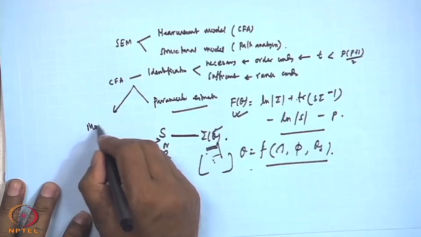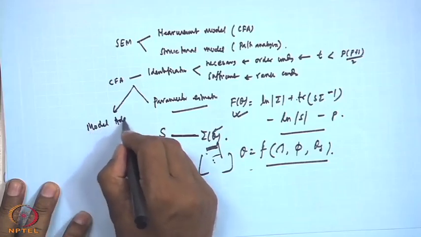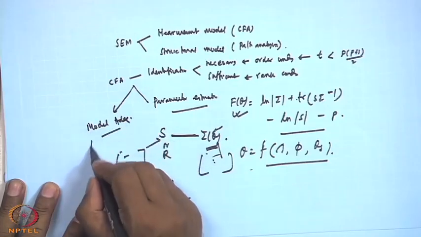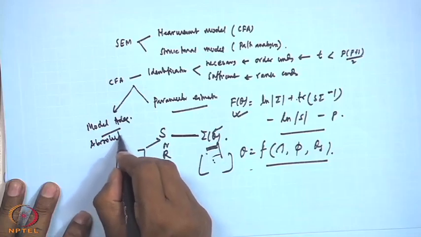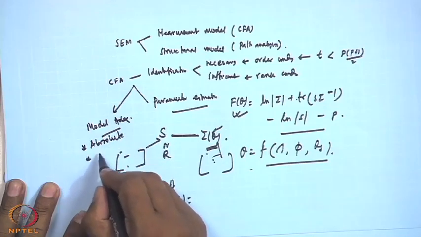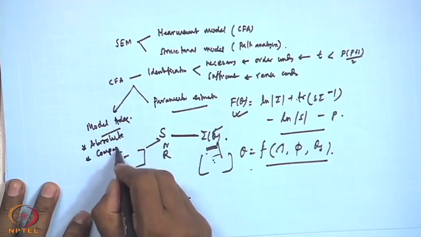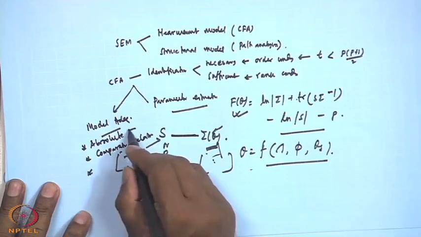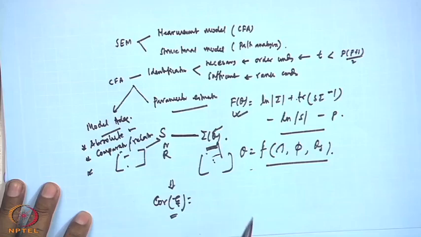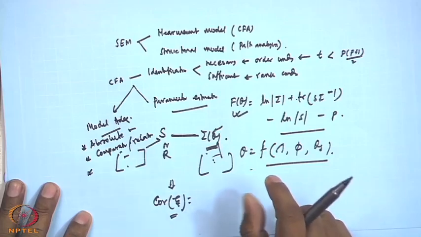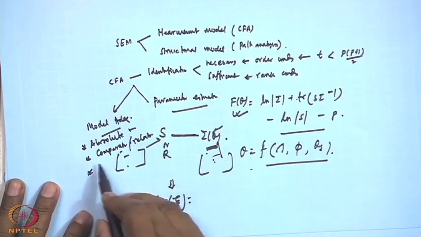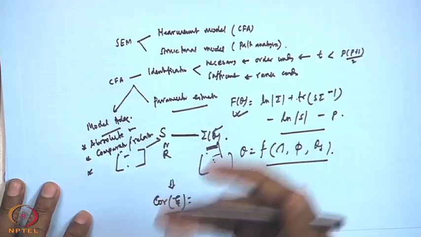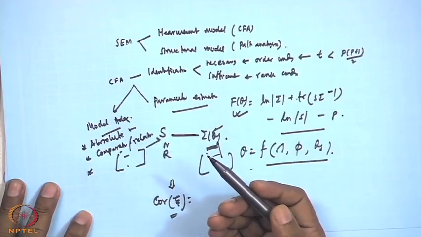Then I have given you the model adequacy tests. Under model adequacy, we have seen the absolute test, then the comparative or relative test, and another one is parsimonious. Absolute is similar to R square, adjusted R square, where the actual variance explained is considered. In the comparative case you compare with different models, and in the parsimonious case it is basically fit per parameter estimated.